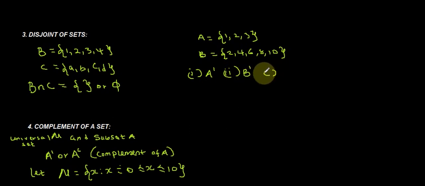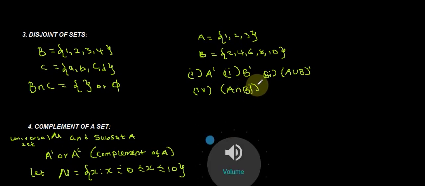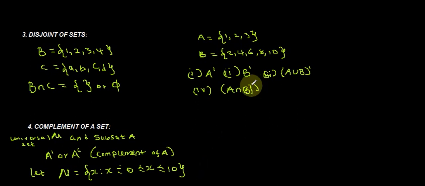We are also asked to find, the third one, A union B complement. And then the last one, IV, we are asked to find A intersection B complement. So this is the solution.